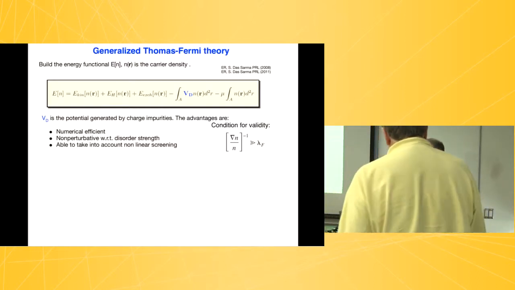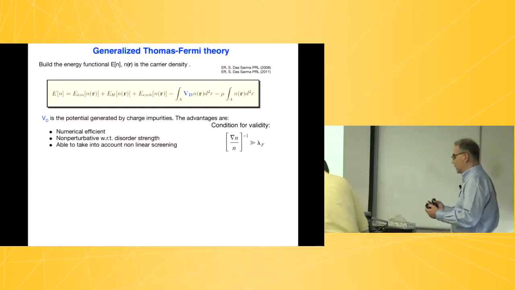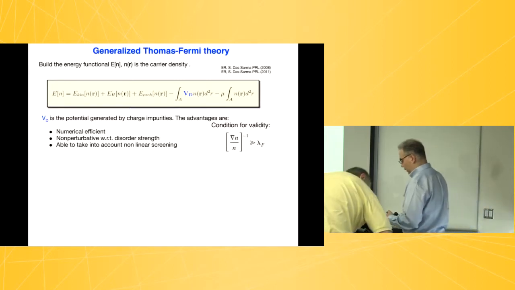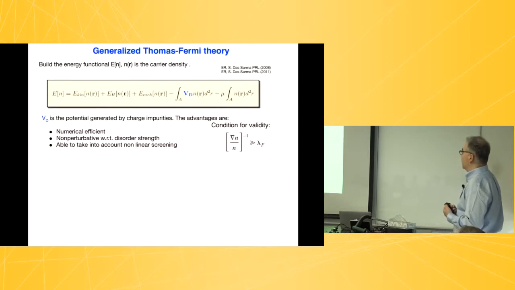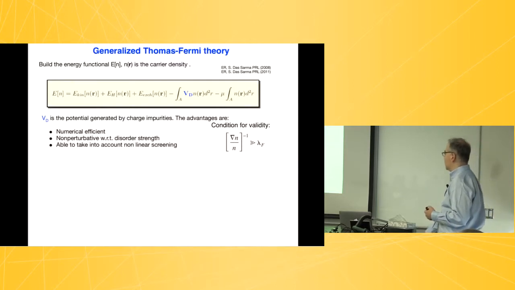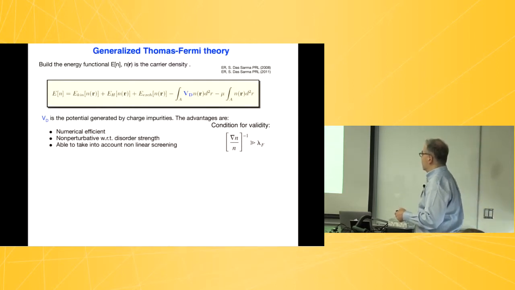And so this is not always true, but for example, for graphene, we found out it is true as long as the impurity density is of the order of 10 to the 11 per centimeter square. But this is something that has to be tested system by system. But this is the general strategy.